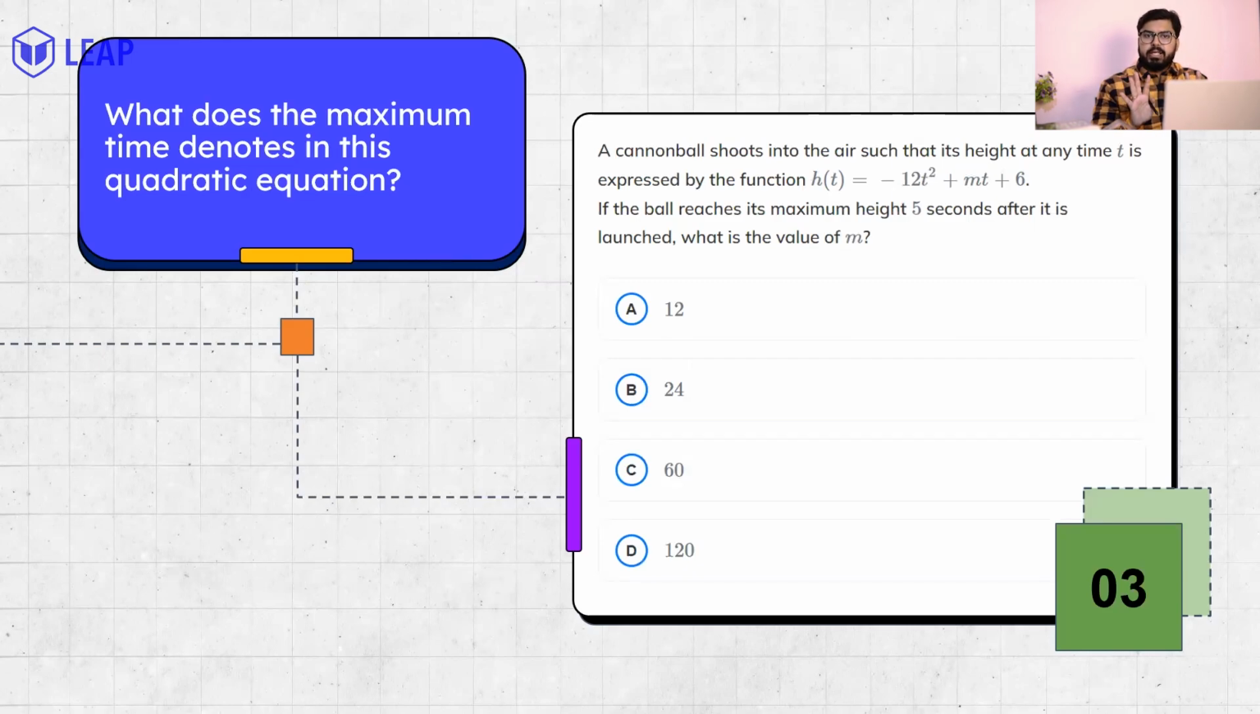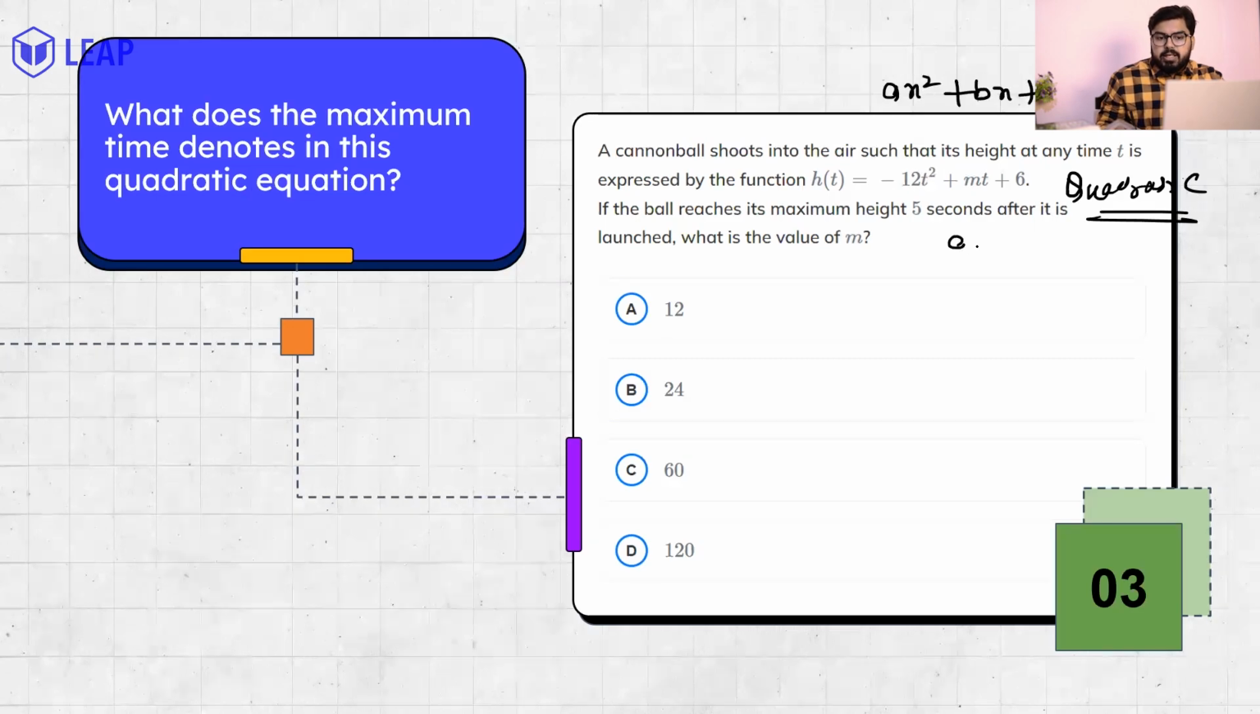Okay, so I hope you already have done it by now. This question says that a cannonball shoots into the air such that the height of the ball is given by this equation, which is a quadratic equation. Now look at the quadratic equation. What is the coefficient of t square, or the coefficient of x square? If you compare with ax square plus bx plus c, the coefficient of x square, a, is minus 12, which is negative. If the coefficient of x square is negative, it's a downward parabola like this.